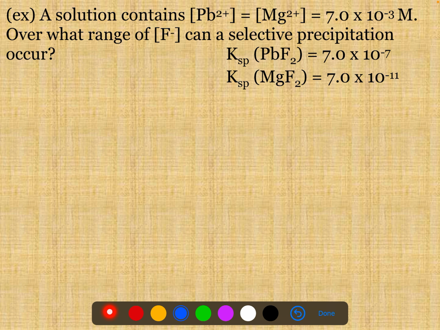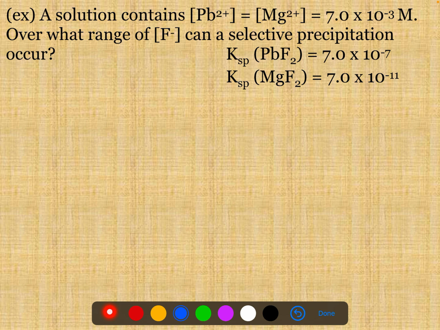So here is an example with some selective precipitation. It says we have a solution with lead 2 and magnesium 2, concentrations equal to 7.0 times 10 to the third molar. And it wants to know over what range of fluoride can a selective precipitation occur. Whenever you look at the rule for fluorides, we don't use this one too often, but fluorides are fairly insoluble.